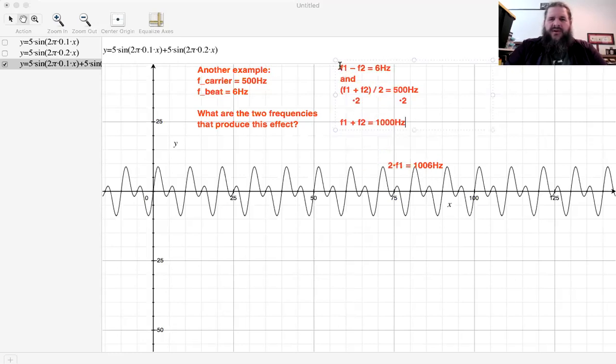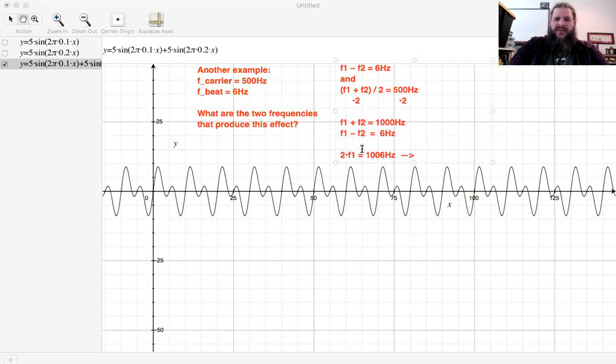And now if we just add these equations together, if we take the F1 minus F2, so we add the left sides together and add the right sides together, we're basically just adding 6 hertz to both sides. It's just that on the right side, we write it as 6 hertz. And on the left side, we write it as F1 minus F2 because F1 minus F2 is 6 hertz. So we end up with F1 plus F1 is 2F1. F2 plus negative F2 is 0, so those cancel out. 1000 plus 6 is 1006 hertz.